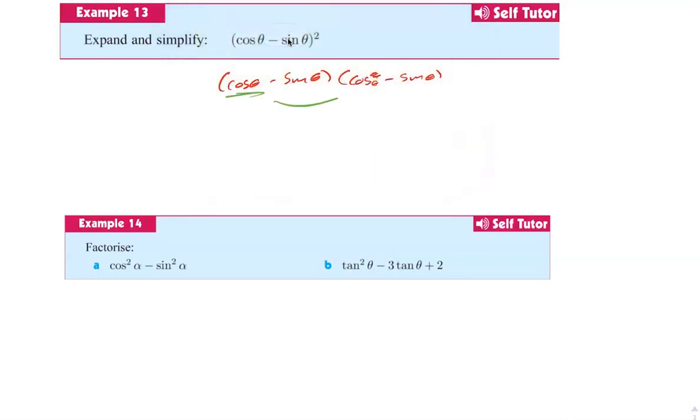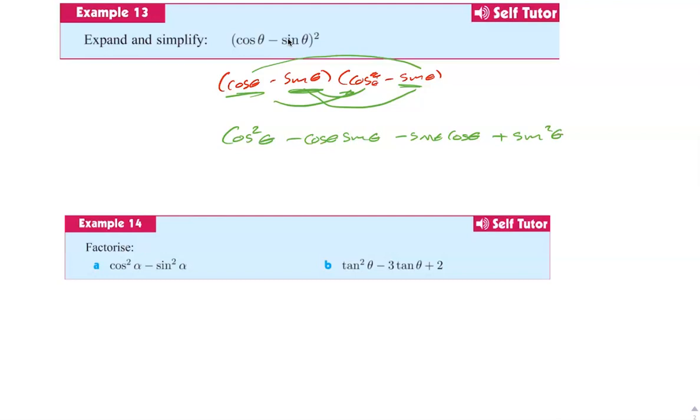So cosine times cosine: cosine squared theta. Cosine times sine is negative cosine theta sine theta. Then distribute the sines. Sine times cosine, another negative. Actually, let me put sine theta cosine theta to prove a point in a second. And then, when we multiply these, a double negative is a positive, plus sine squared theta.